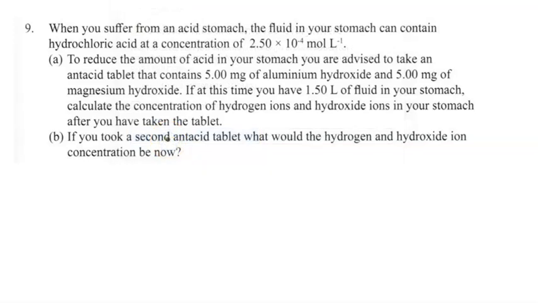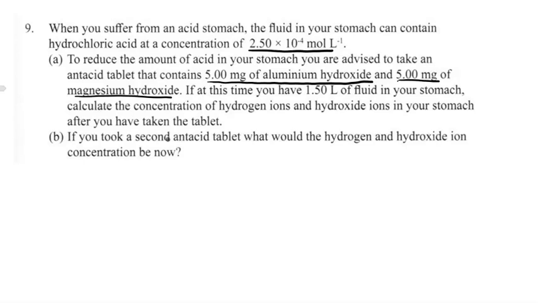Okay, so for the first thing, it says that when you suffer from an acid stomach, the fluid in your stomach can contain hydrochloric acid in a concentration of 2.5 by 10 to the negative 4 moles. To reduce the amount of acid in your stomach, you're advised to take an antacid tablet, which contains 5 milligrams of aluminium hydroxide and 5 milligrams of magnesium hydroxide.